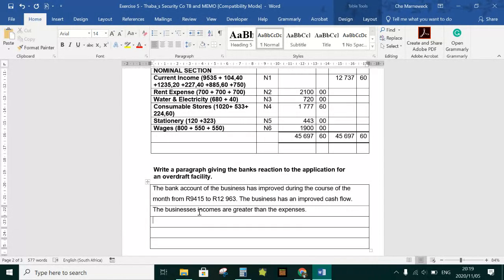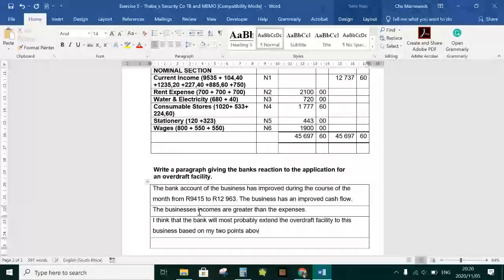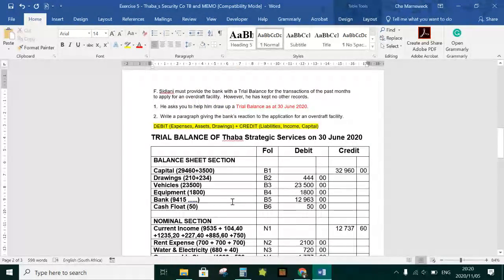So now I need to say, what is the bank's reaction? I think that the bank will most probably extend the overdraft facility to this business based on my 2 points above. Yeah, that is exercise 5 done.